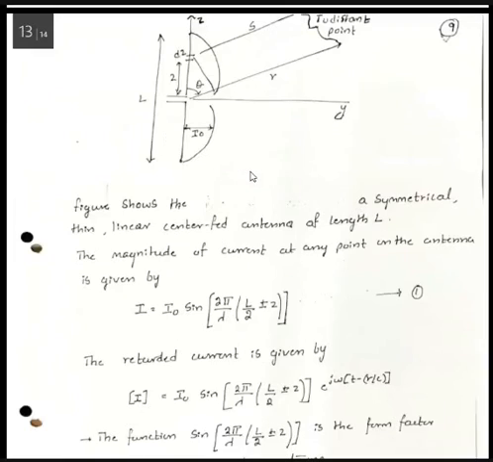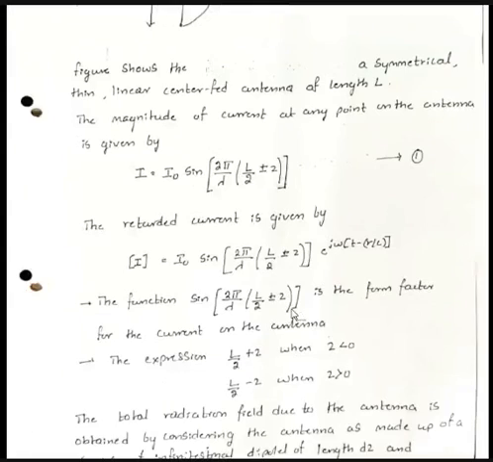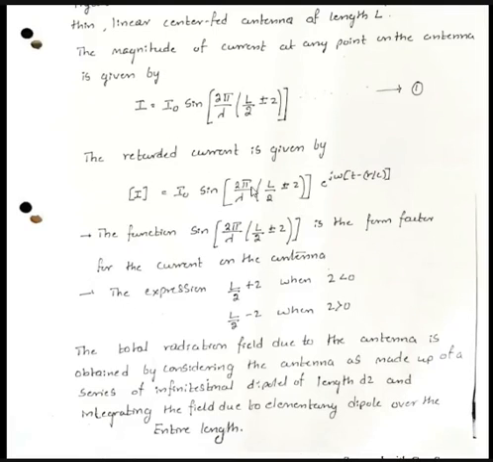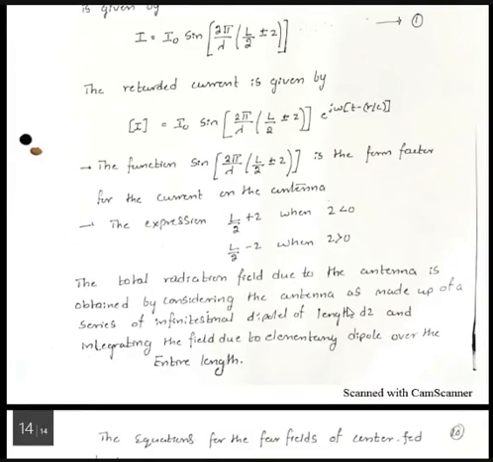I is equal to I naught sin of 2 pi by lambda times (L divided by 2 plus or minus Z), equation number 1. If we consider the retarded current, then we need to add e raised to j omega t minus r divided by c. This function is a form factor for the current on the antenna. Whenever Z is less than 0, L by 2 plus Z is considered. If Z is greater than 0, L by 2 minus Z is considered.